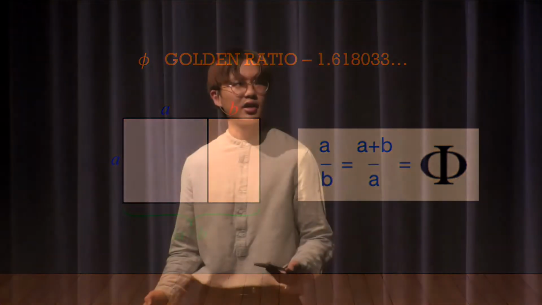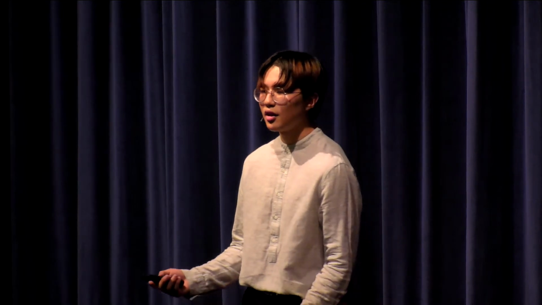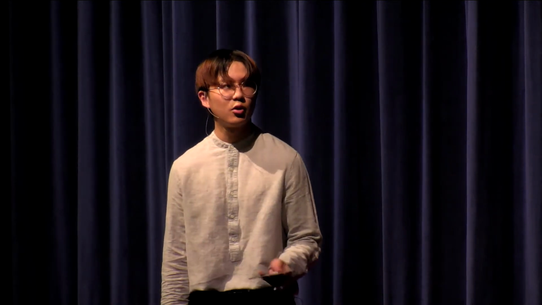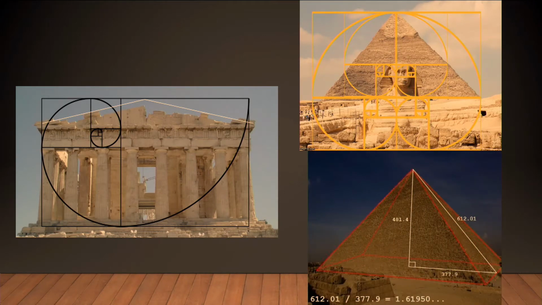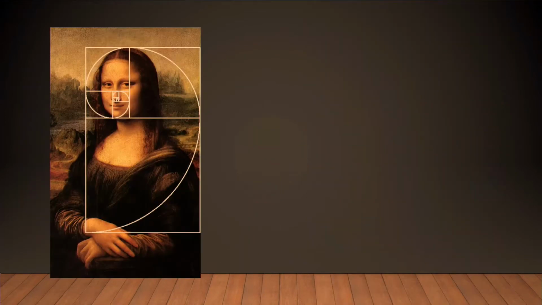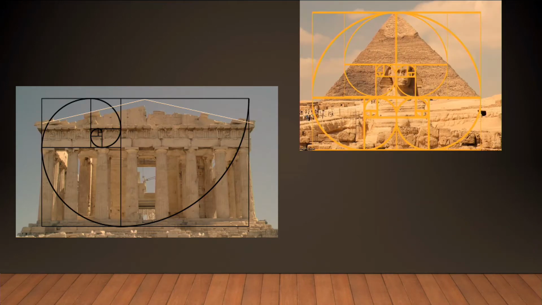If you look into architecture, you can see in the Parthenon, the pediments, the height of the pillars, the base and height of the Parthenon make up the proportion of the golden ratio. In the pyramid and the Great Sphinx, you can see the face of the Great Sphinx, the height of the Great Sphinx, and the proportion of the Great Sphinx to the pyramid equaling the golden ratio. If you look at the pyramid itself, the hypotenuse divided by the base from the center to the edge is the golden ratio.